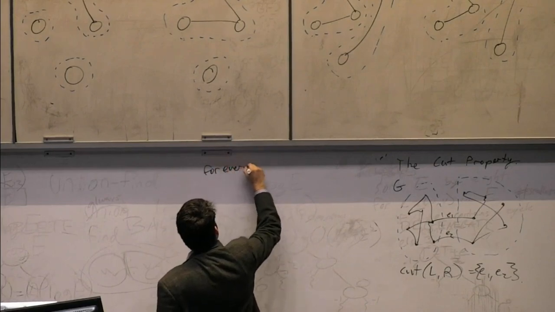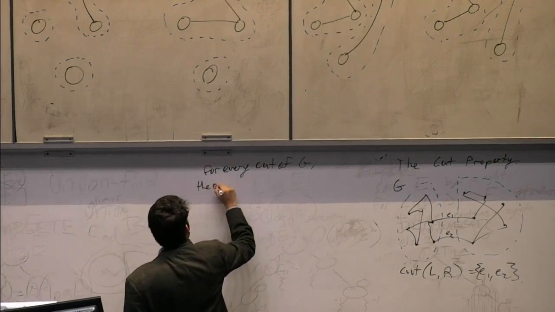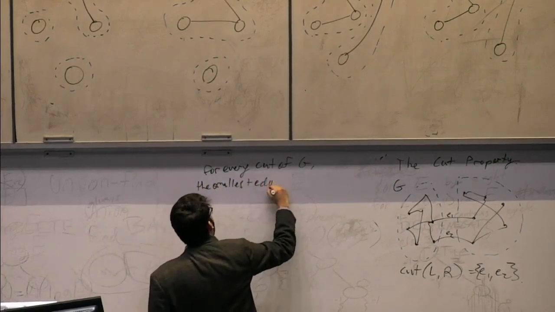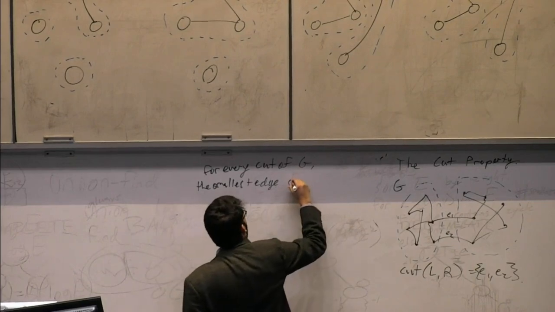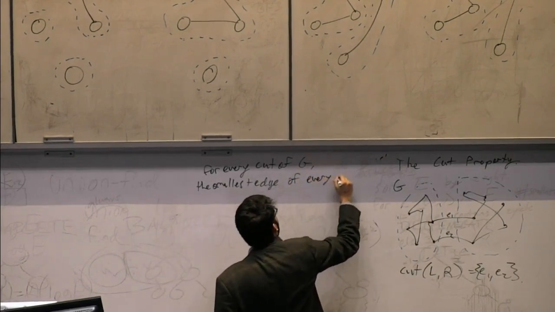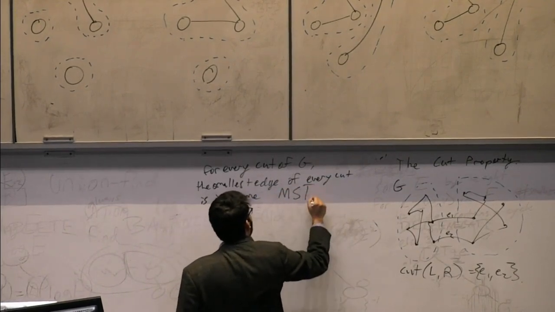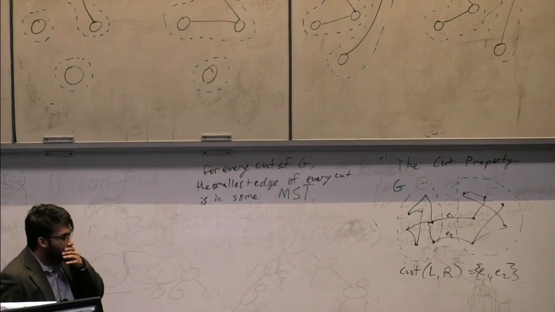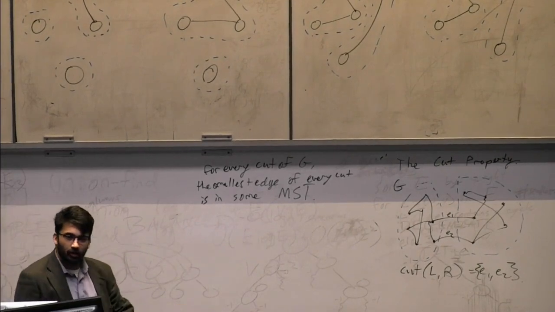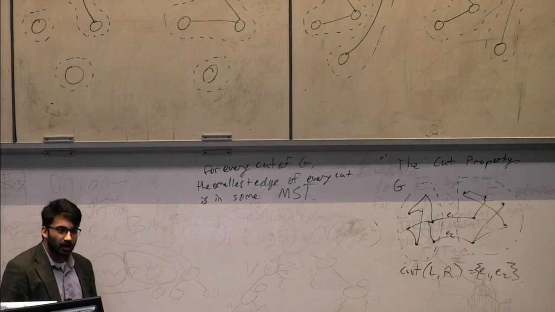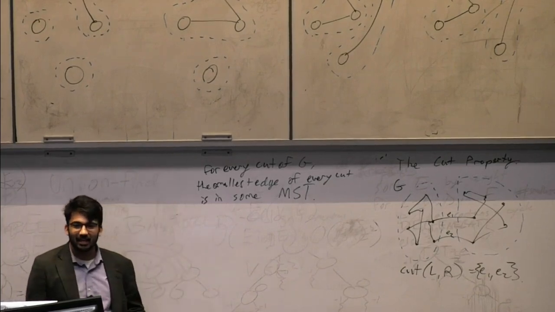For every cut of G, every single way you could cut the graph, the smallest edge by weight, the edge of the cut with the least value, the smallest edge of every cut is in some MST. Right. What is this saying? If you take a cut of the graph, you partition it, you only look at the edges that cross from what you've denoted as a left half to what you've denoted as a right half. The edge with the least weight among those must be in an MST.